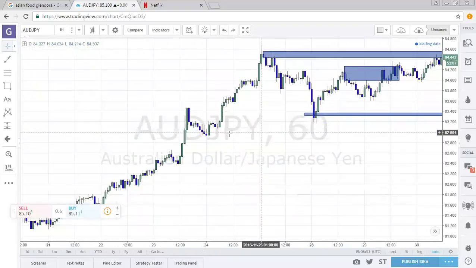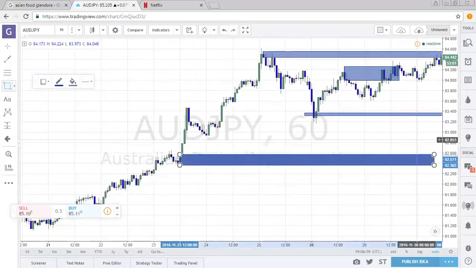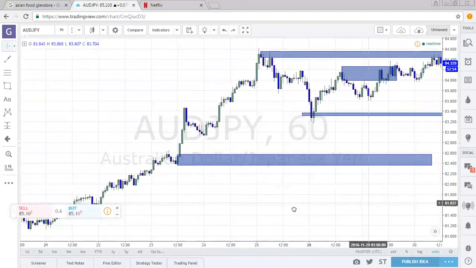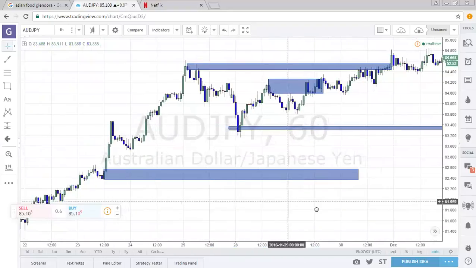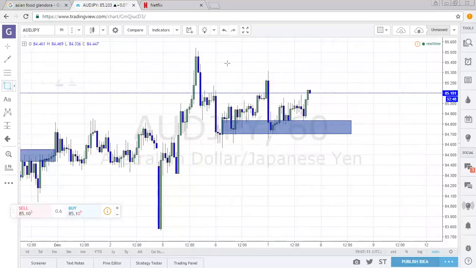I use these zones all the time because they're better than support and resistance levels, because they also give you an idea of how great of a chance it's going to tap that zone. Because let's say I'm trading this, okay?